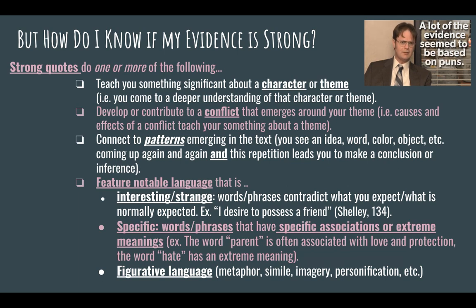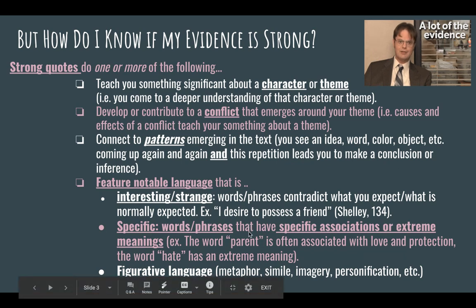If you think back to ninth grade when we read Frankenstein, a quote that Robert Walton says is, "I desire to possess a friend." It is really strange to use the word possess when talking about having a friend, right? Because it's that idea that you want to own your friend. So that's a great example of interesting or strange language.